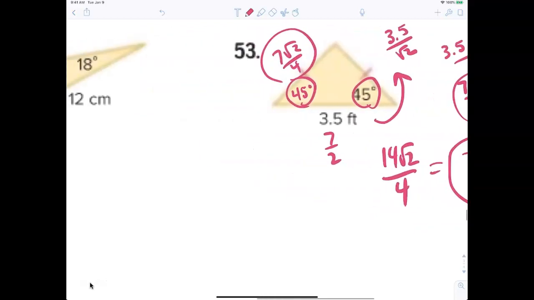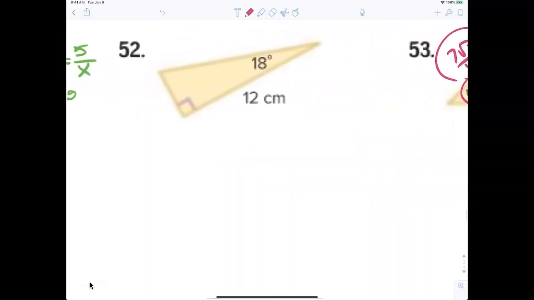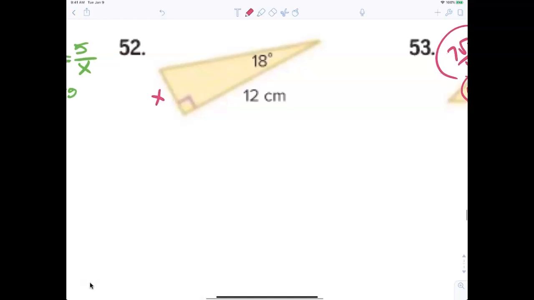Right? So let's just take a quick look at 52. All right, let's take a quick look at 52. All right. So all I have to do is find one of the other two sides, then I can just use what? A squared plus B squared equals C squared. All right, so let's find this missing side right there. All right, so somebody help me. What trig function am I going to be using? Tangent. Thank you very much. I like that. Tangent of 18 is equal to x over 12.